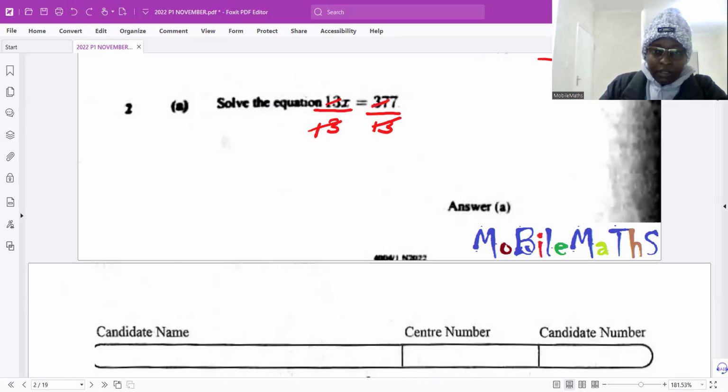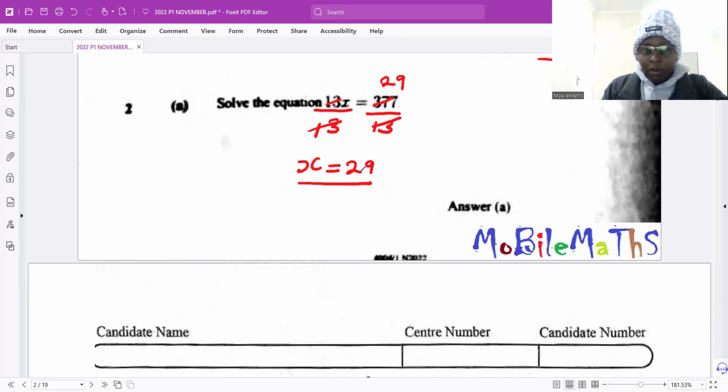13 into 37, we get 2 remainder 11. Into the remainder, you find that we are going to get a 9. So our x value is equal to 29. That's the value of our x there. We have solved the equation.